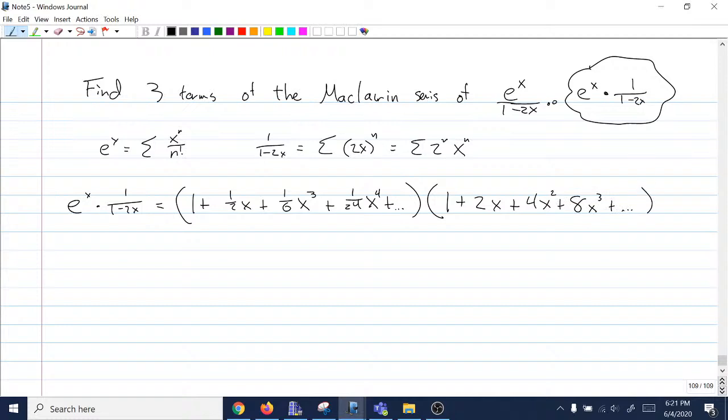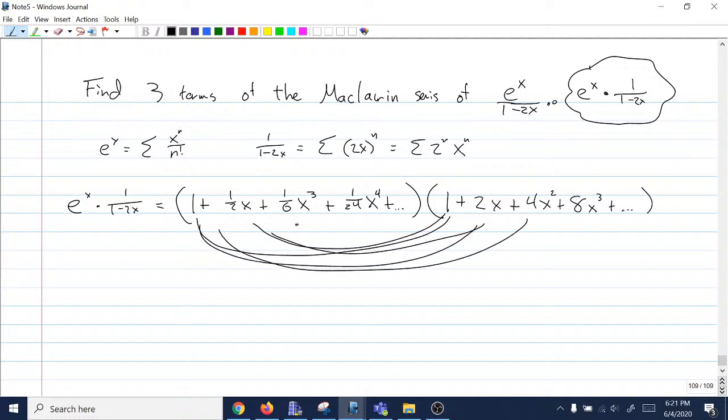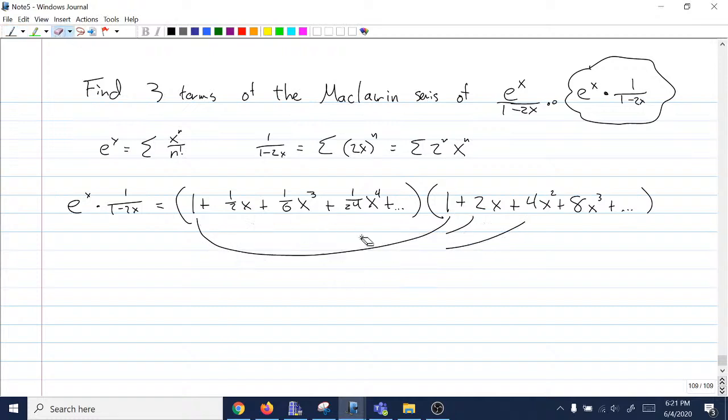Cool. Let's try and FOIL this out. How do I get a constant term? This product is, so when you FOIL it, it's this times each of these, plus this times each of these, plus this times each of these. We can't do them in that order, because that'll have infinitely many terms of this before I even get to this. Instead, we group them by what is the power of x you're going to end up with. The constant term times the constant term gives me 1 is the only way to get a constant.